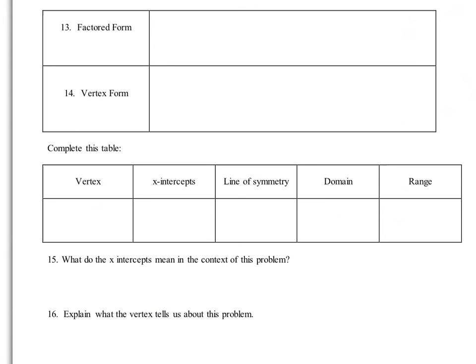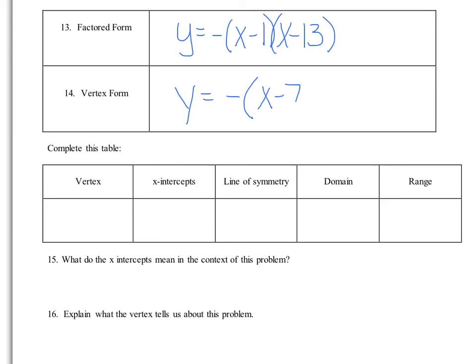So as you saw on the last slide, we found that factored form was y equals negative (x minus 1) times (x minus 13). And we found that the vertex form is y equals negative (x minus 7) squared plus 36. So we're going to complete the table and find the vertex, the x-intercepts, the line of symmetry, the domain, and the range. So looking at the vertex form, we can see our vertex is going to be (7, 36).